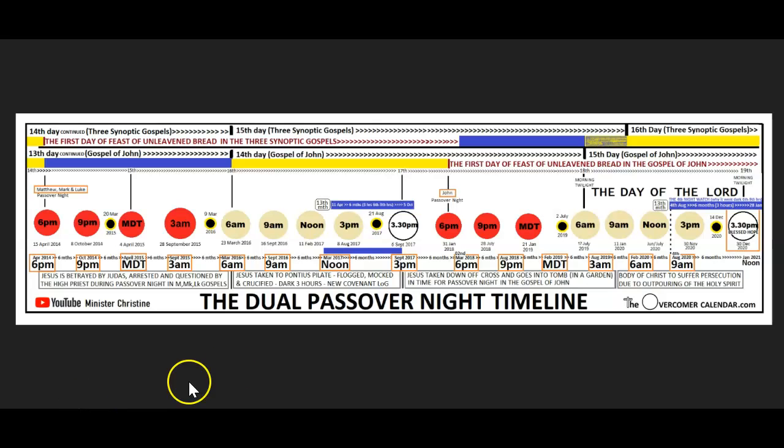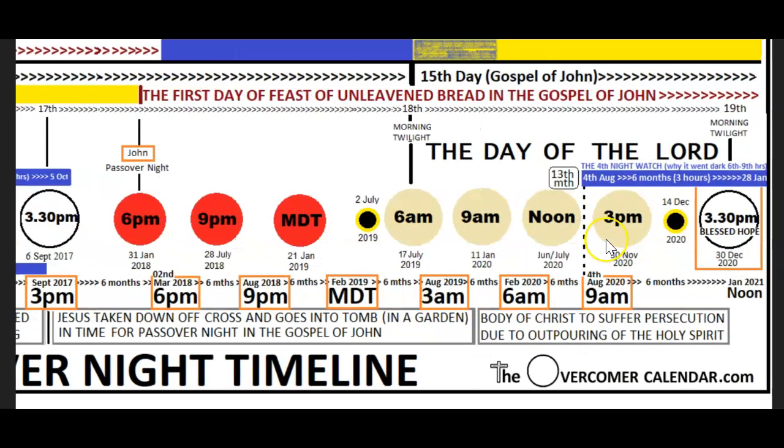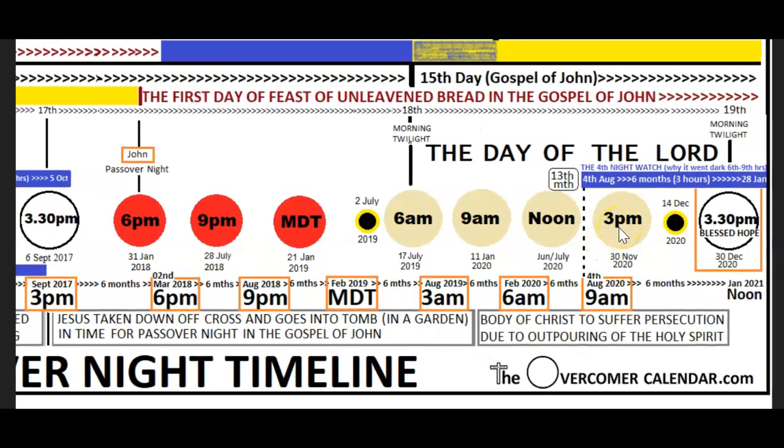Okay, I just wanted to do a very quick video just to say that in just a few days' time, on the 30th of November, we have the final lunar eclipse, which is a penumbral lunar eclipse, and this initiates the 9th hour on the timeline for the Gospel of John, 15th day.